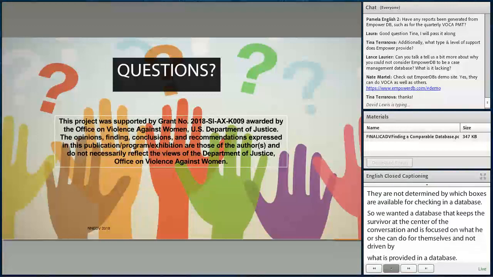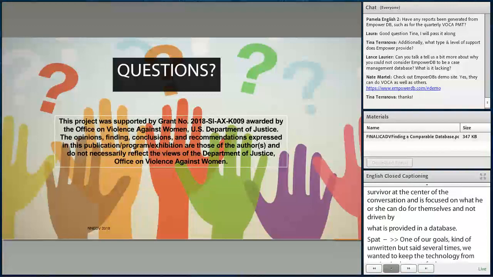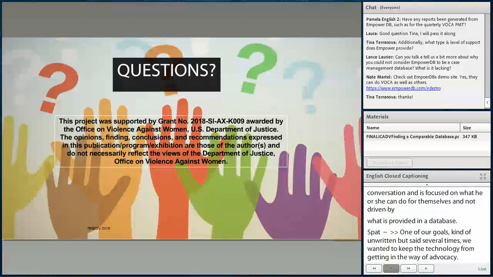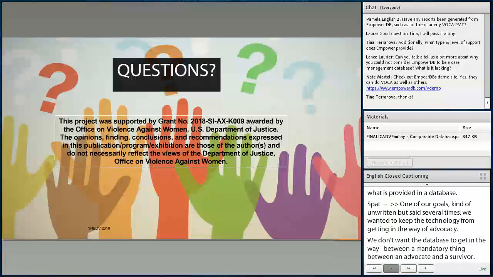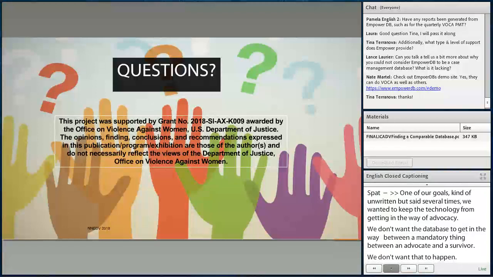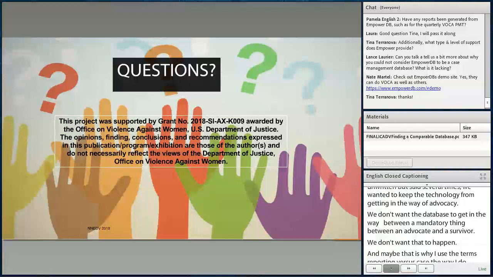One of our goals with this was an unwritten thing, but it was said several times: we wanted to keep the technology from getting in the way of advocacy. We don't want the database to get in the way between, or be a mandatory thing between, an advocate and the survivor. So maybe that's why I use the terms reporting versus case the way I do. We want it to be something they type in after the fact, after they helped this person and that person's been on their way, not something they sit and fill out the blanks while that person's there.